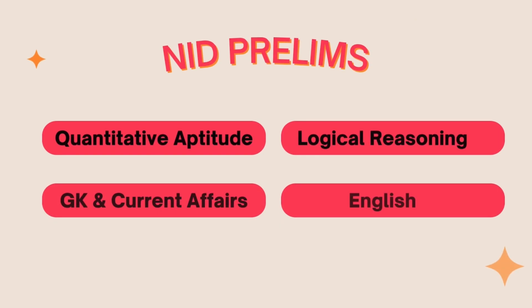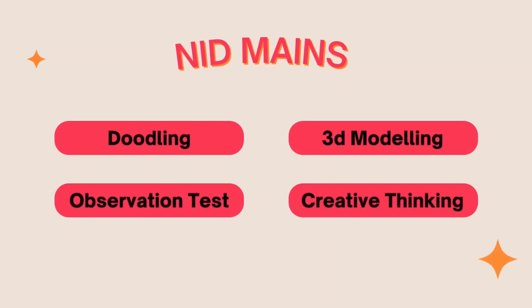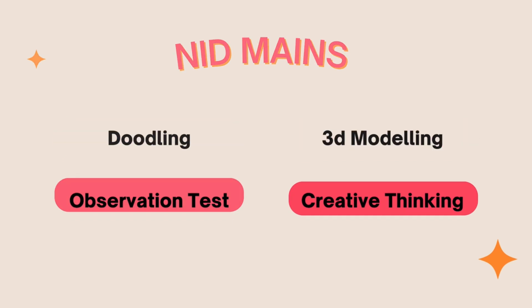Now coming to NID prelims, you need to focus on these 4 subjects basically, that is quantitative aptitude, logical reasoning, GK and current affairs and English. And for NID mains, you can focus on doodling, 3D modeling, creative thinking and observation test.